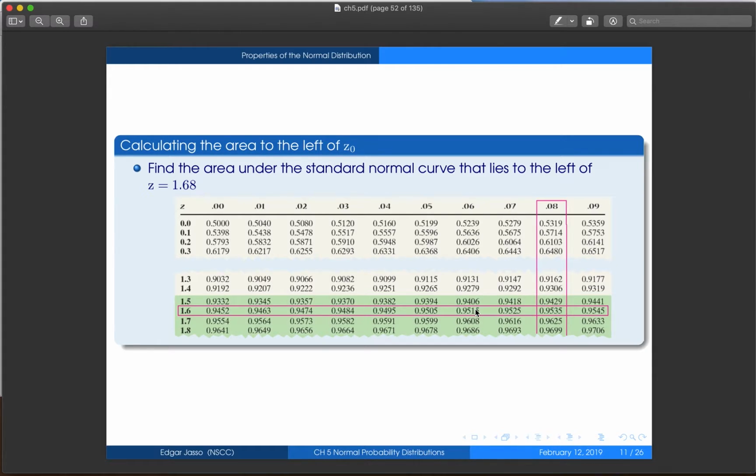But the important thing to understand is that it's always area to the left. If you want to find the area to the right of this value, it would be the difference between this and 1, right? It would be 1 minus 0.9535. Then we have to figure out what to do if you want to find the area between two values. In the normal curve, you have to subtract the two values in the table.